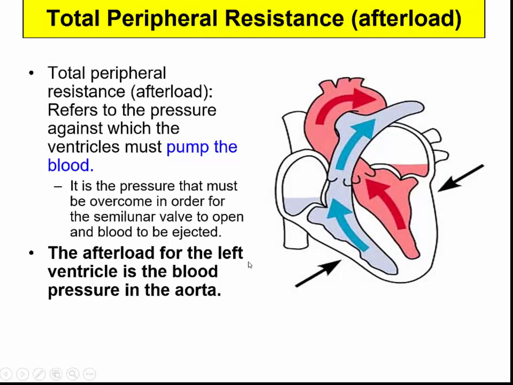So the afterload for the left ventricle is the blood pressure in the aorta. If you have somebody who has high blood pressure, that means that ventricle has to pump against a higher blood pressure to move the blood out. It has to work harder. The lower your blood pressure, the less the ventricle has to pump to move the blood out into the aorta. Now, you also have pressure within the pulmonary artery as well, but generally when we're talking about cardiovascular disease and high blood pressure, it's referring to the left side and what happens on the left side to get that blood out into the aorta.